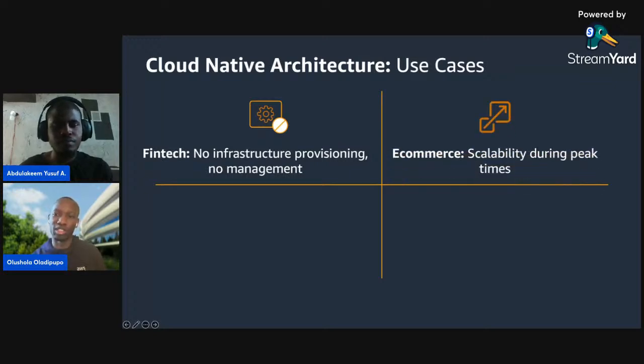Second is e-commerce. I use the example of Amazon during Black Friday, being able to scale because of the elasticity benefit of the cloud. That's the use case that we are seeing in e-commerce organizations. There's scalability during peak periods when there's a lot of demand, like the December period when people are shopping a lot online. The platform is able to scale to adjust to the demand, and afterwards scale back.